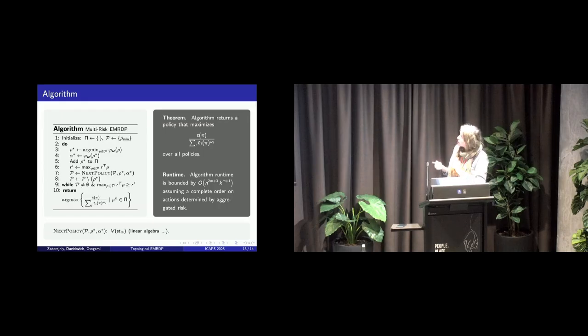And we can also show that its runtime is bounded polynomially in the size of the state and action space and exponentially in the number of risk aspects. And this result assumes a complete order is given on the actions determined by aggregated risk.